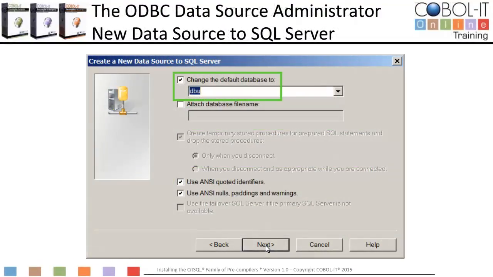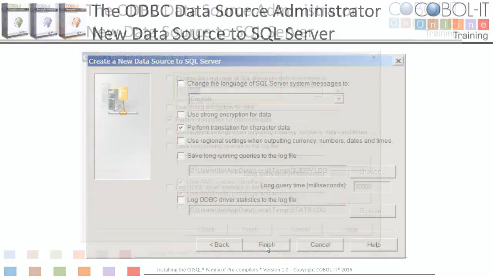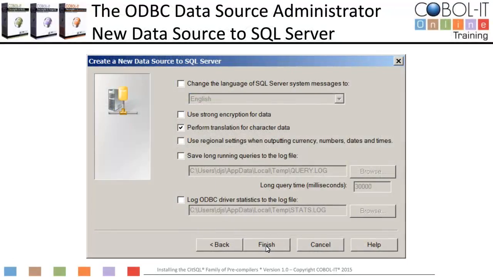Change the default database to DBU. The default database is also included in our SQL Connect string. Keep the defaults. Click on the Next button to continue. On this screen, keep the defaults. Click on the Finish button to create your data source, and proceed to the ODBC Microsoft SQL Server Setup screen.